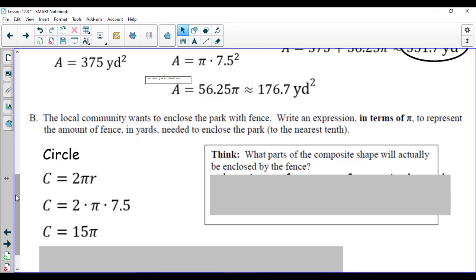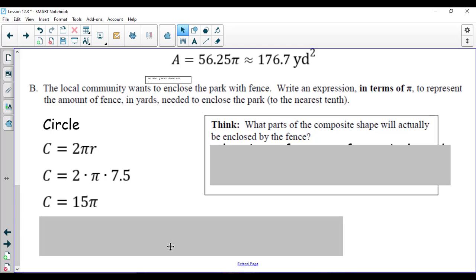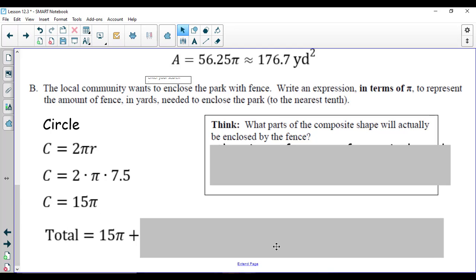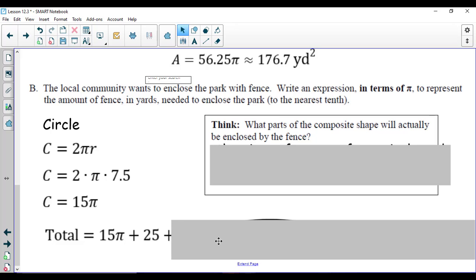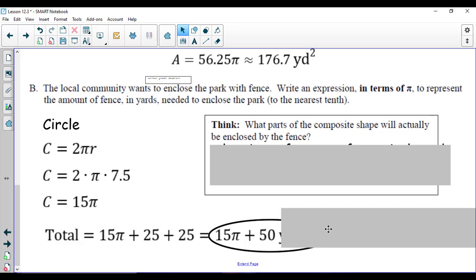Again, that's for the two semicircles together. So to find our total, we want to take our 15 pi from the circle, plus the 25, plus the 25. If we write our answer in terms of pi, which it asked us to do sort of, it was a little unclear, we would write 15 pi plus 50 yards, or 50 plus 15 pi yards.